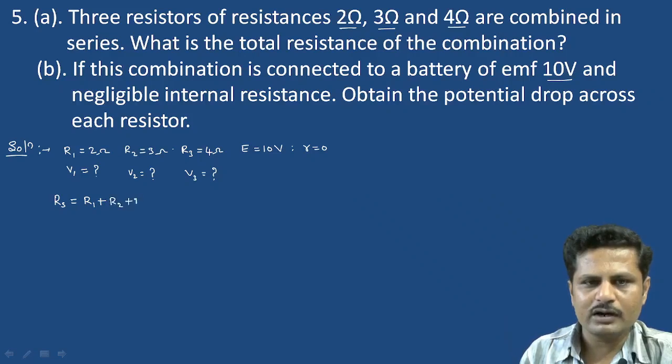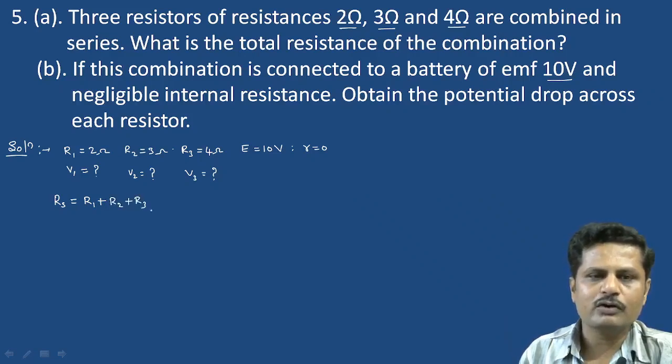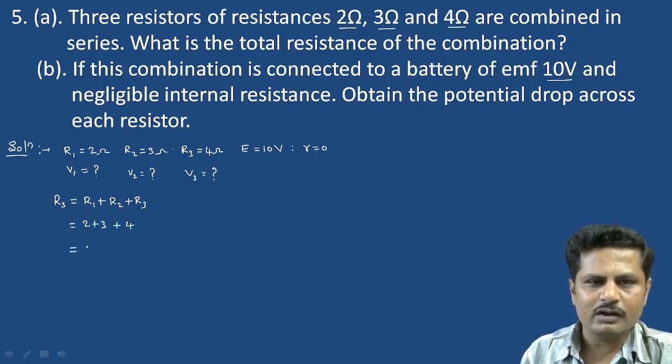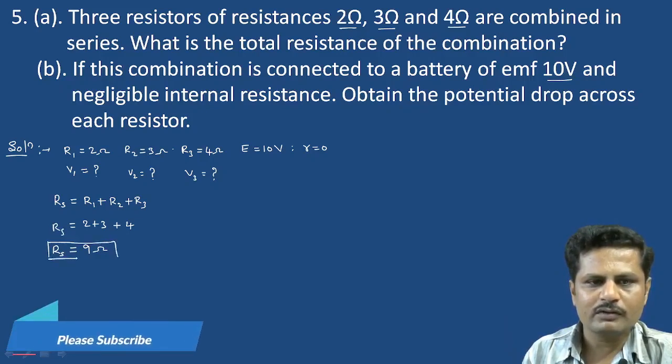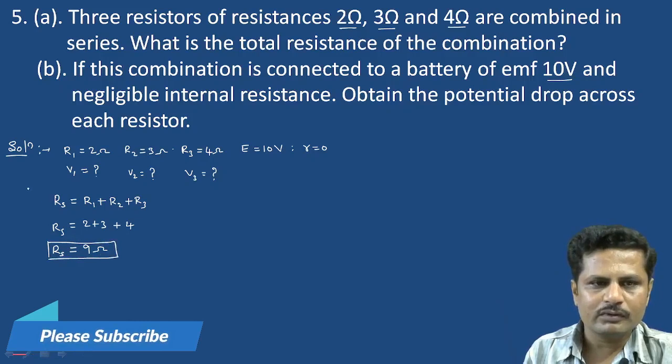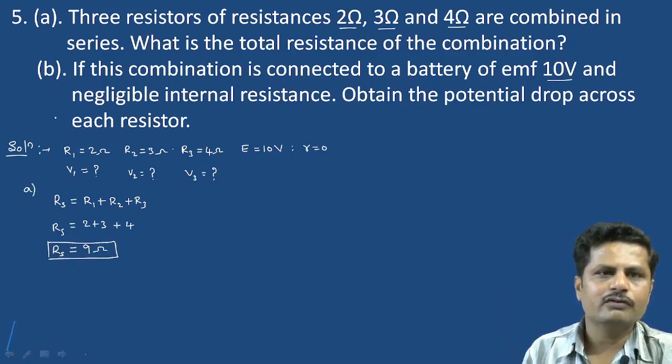So we can write Rs is equal to R1 plus R2 plus R3, that is 2 ohm plus 3 ohm plus 4 ohm. This gives us 9 ohm, that is the effective or total resistance of the combination is 9 ohm. This is Rs. Total resistance of the combination is 9 ohm. This is the answer for the first question A.